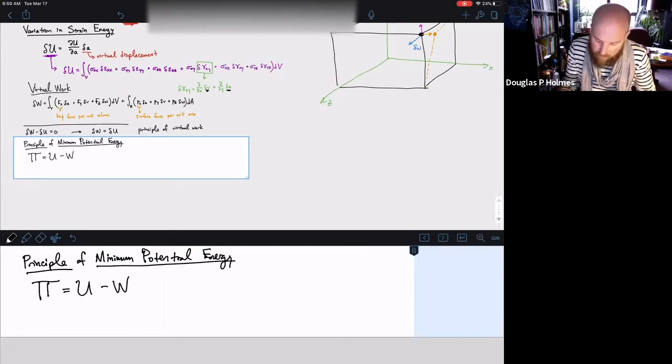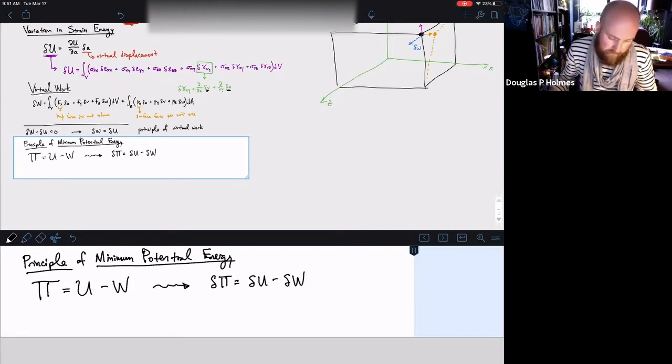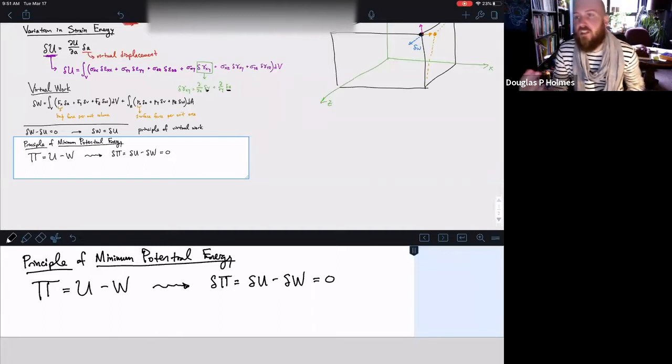And because of our principle of virtual work, we could say that the variation in our total potential energy is equal to the variation in my strain energy minus the variation in my work. When this thing is equal to 0, it's referred to as stationary. The potential energy is at a minimum.